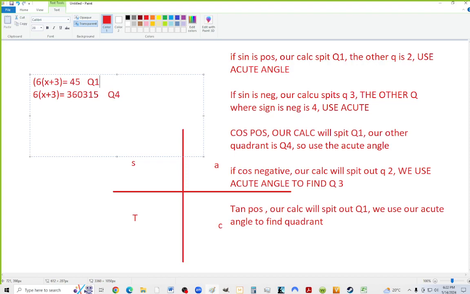So essentially, here's the rule. Quadrant 2 is 180 minus the acute angle. Quadrant 3 is 180 plus the acute angle. And quadrant 4 is 360 minus the acute angle.